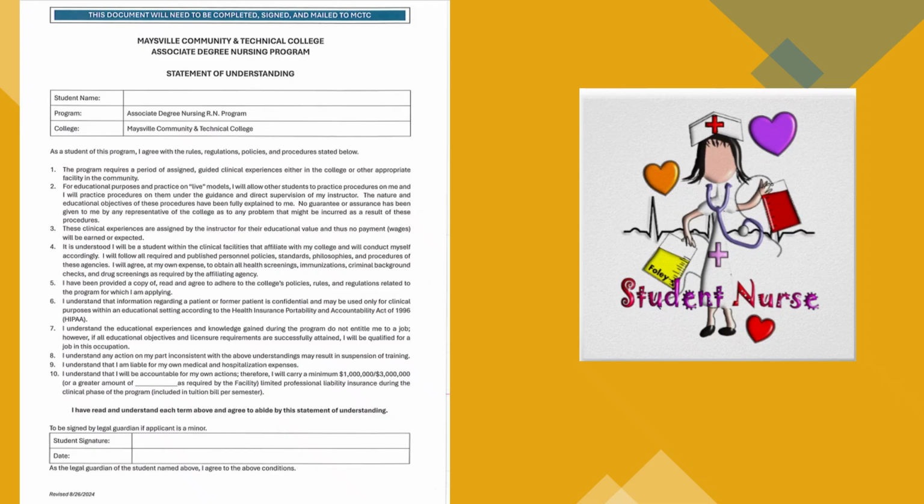The program requires a period of assigned guided clinical experiences, either at the college or other appropriate facility in the community. For educational purposes and practice on live models, I will allow other students to practice procedures on me, and I will practice procedures on them under the guidance and direct supervision of my instructor. The nature and educational objectives of these procedures have been fully explained to me. No guarantee or assurances have been given to me by any representative of the college as to any problem that might be incurred as a result of these procedures.